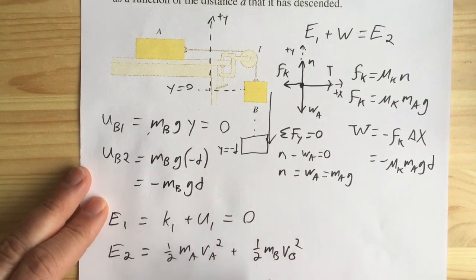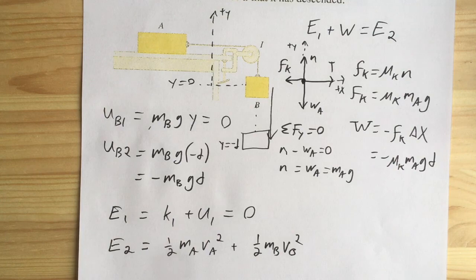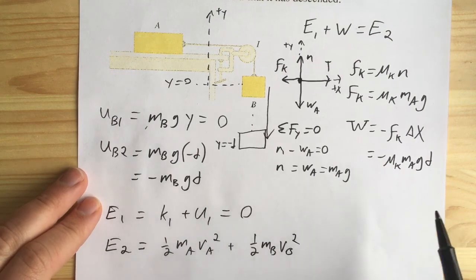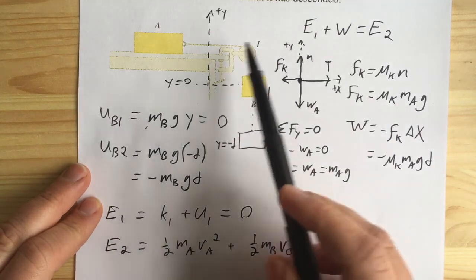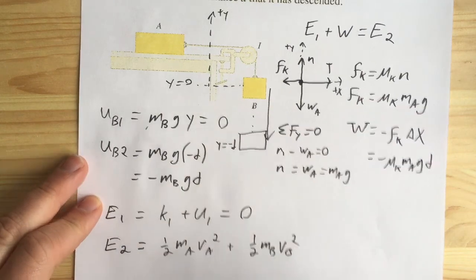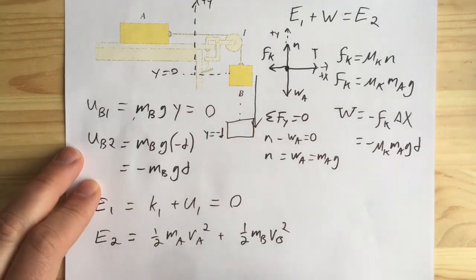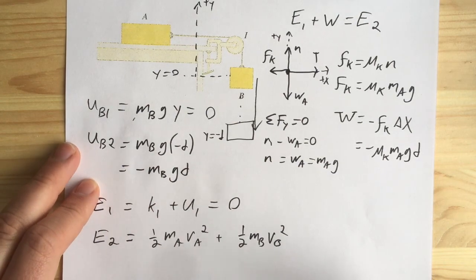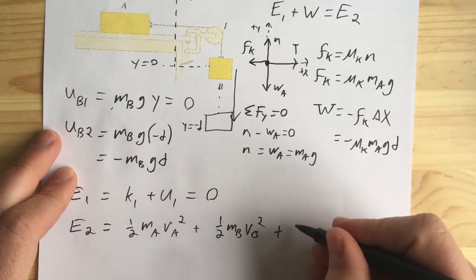This is what we would have done in chapter 6 or 7 when we were solving this problem using energy methods. But now we know that there's other kinds of energy here. The pulley is going to be spinning. The pulley has mass. It has a moment of inertia. If it's spinning, it's going to have rotational kinetic energy. So I need to take that into account now.